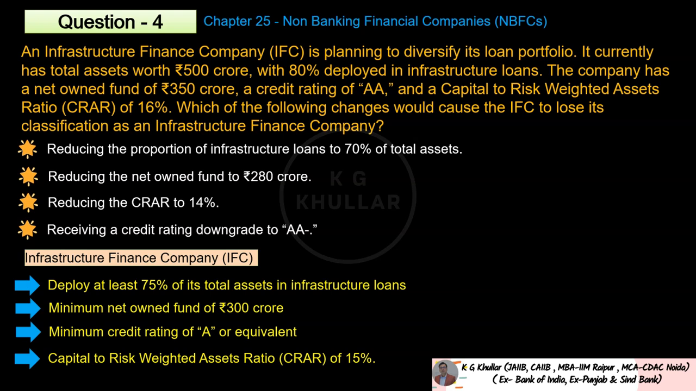So in our question, reducing the CRAR to 14% would cause the IFC to lose its classification because it falls below the minimum required CRAR of 15%. But other changes do not breach the required thresholds for classification as an IFC. So as far as this question goes, the correct option is option C.